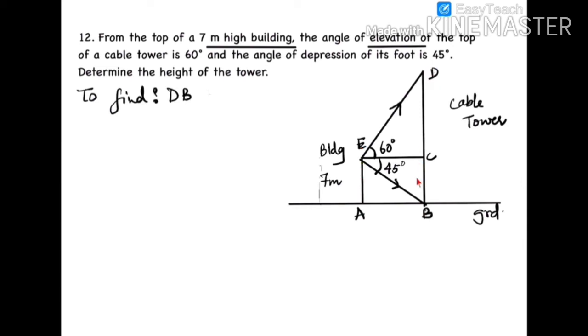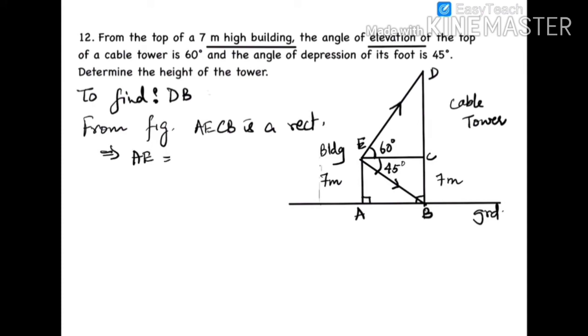Since the building and the tower are standing vertically on the ground, they make a 90-degree angle with the horizontal. This implies that EA is parallel to CB because they are perpendiculars to the same line. Also, EC is parallel to the ground, as EC is the horizontal level of the eye. This means that this quadrilateral EABC is a rectangle. Therefore, the opposite sides are going to be equal. So this implies AE is equal to BC, which is equal to 7 meters.